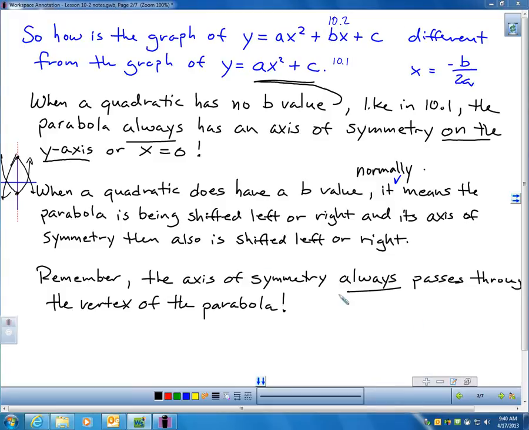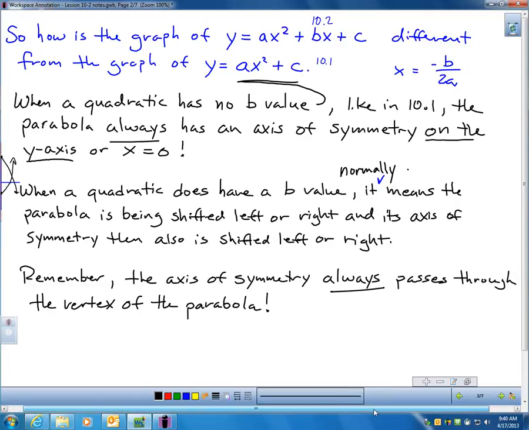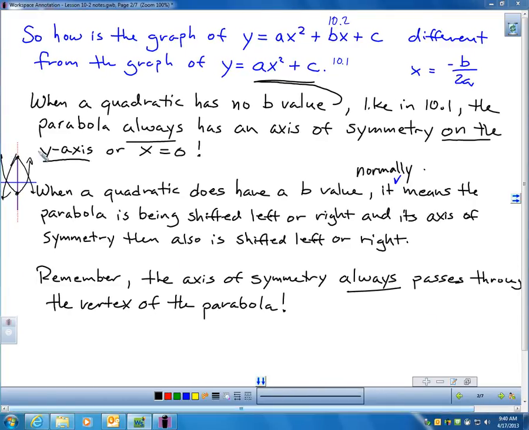Remember, the axis of symmetry always passes through the vertex of the parabola. Now, this is where the vocabulary comes in. If you look at this picture, my axis of symmetry, the vertex is always on that. So in other words, maybe I should just draw a little diagram to show you what I'm referring to. That means what this statement that I'm starring is telling us is the following.